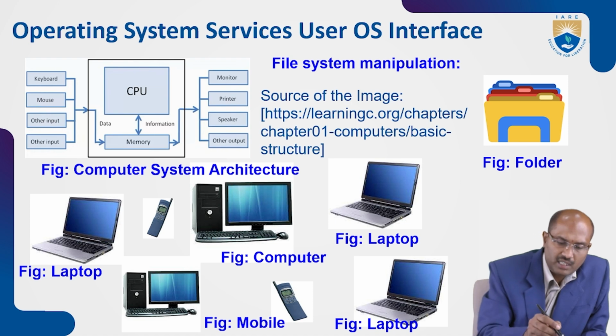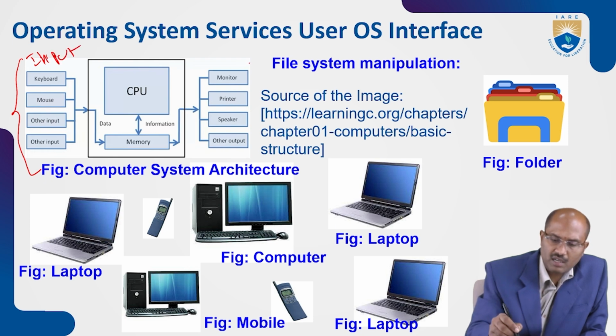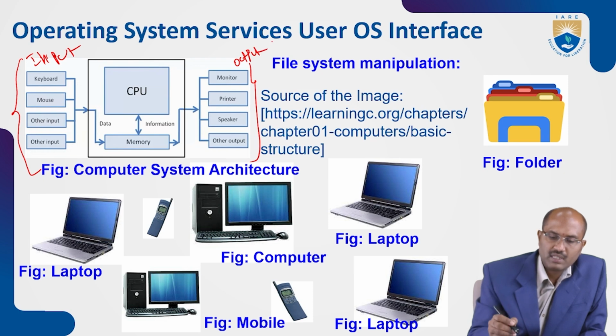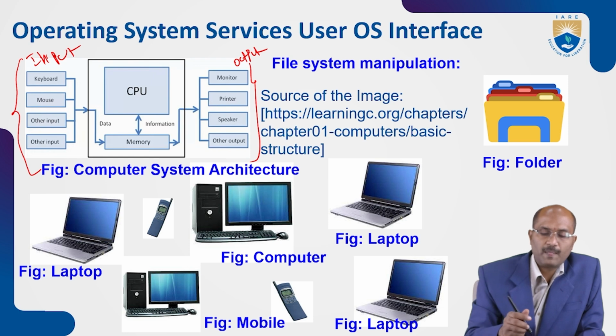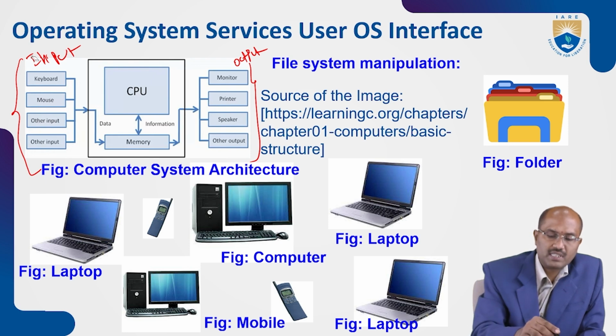I have given here, at the top leftmost, a diagram of the computer system architecture. These are the input devices on the left side, and these on the right side are the output devices. In the center there is the CPU and memory, where the information is processed. So this is a computer system.